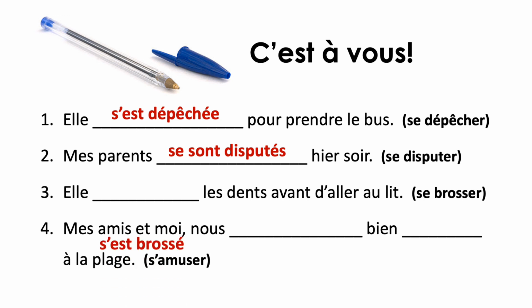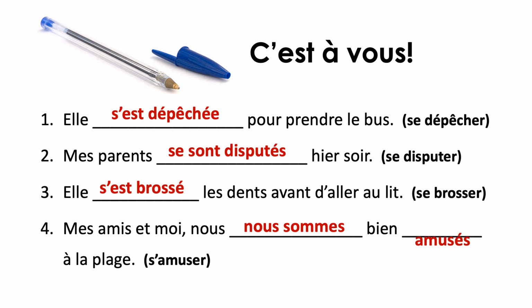Elle s'est brossé les dents avant d'aller au lit. She brushed her teeth before going to bed. S'est brossé. So there is no agreement between the past participle and the reflexive pronoun because we have les dents, a part of the body, acting as a direct object. No agreement. And then finally, mes amis et moi, nous nous sommes bien amusés à la plage. My friends and I, we had a really great time at the beach.